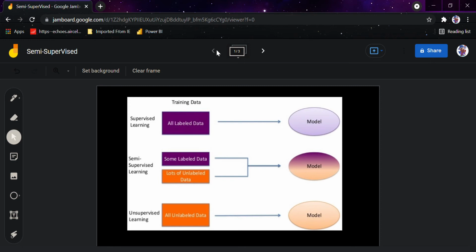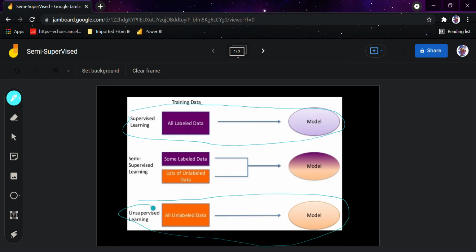So now we will start with semi-supervised learning. As you can see from the image here, we have labeled data in supervised learning and all unlabeled data in unsupervised learning. Now, what is semi-supervised? Some labeled data is given and lots of unlabeled data is given. Some algorithms can deal with partially labeled training data, usually a lot of unlabeled data and a little bit of labeled data, and this is called semi-supervised learning.